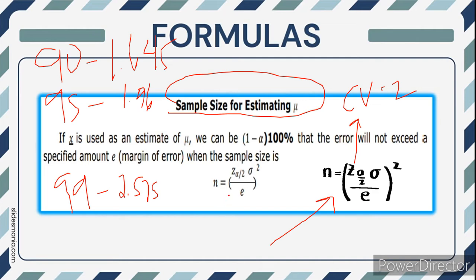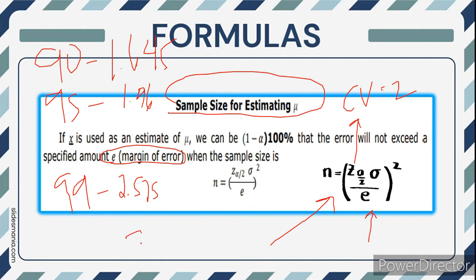Again, in computing sample size for estimating, all you need to do is to use the z table for the critical value. And of course, when it comes to sample size for estimating the population mean, the error will not exceed a specified amount, or the margin of error. E is for margin of error. Kukunin natin yung sagot dito ng naka-whole number ha.